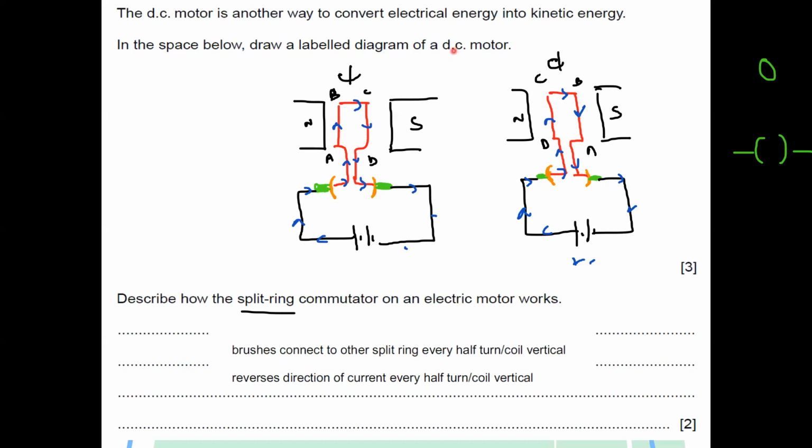And what is the advantage of changing the direction of the current? If we work out the direction of the force here, it will be a downward force on AB and on C and D, it will be upward force. But when C and D is on the left hand side, it will experience a downward force, and AB will experience an upward force. So the direction of the current reverses according to the coil, which causes the coil to rotate in one direction or one way. So it will continue to rotate.